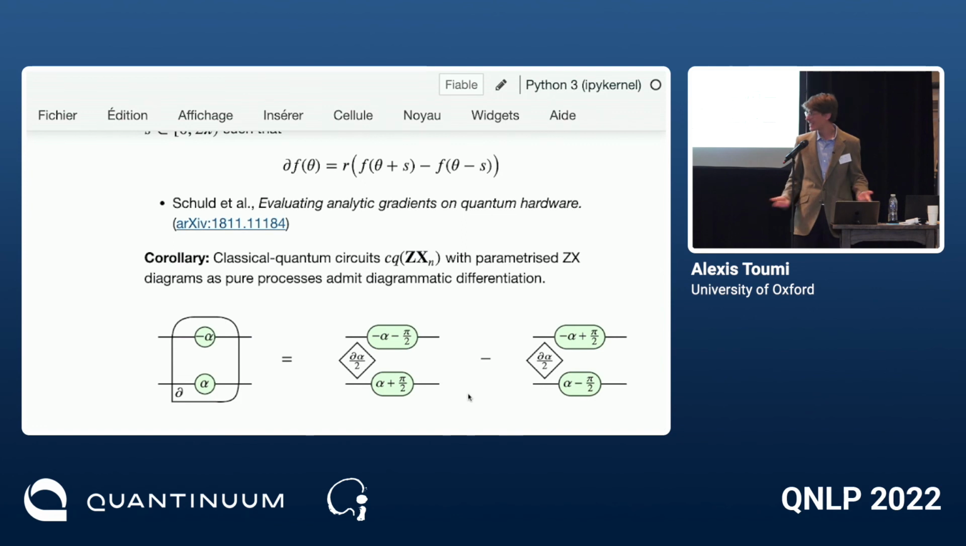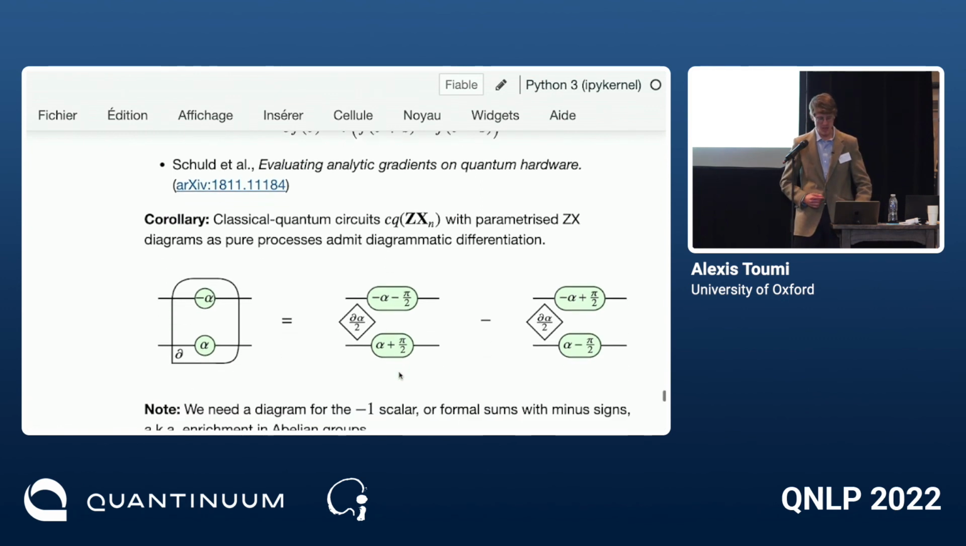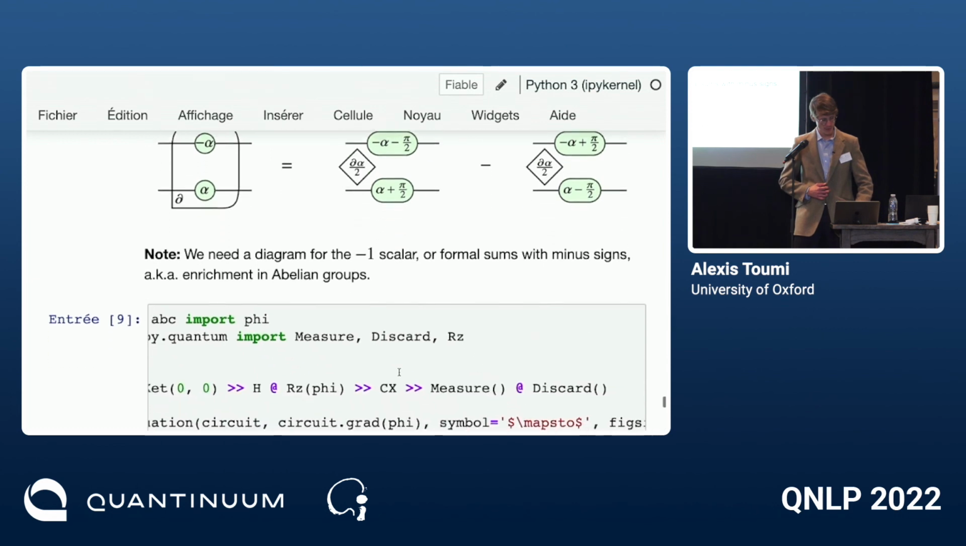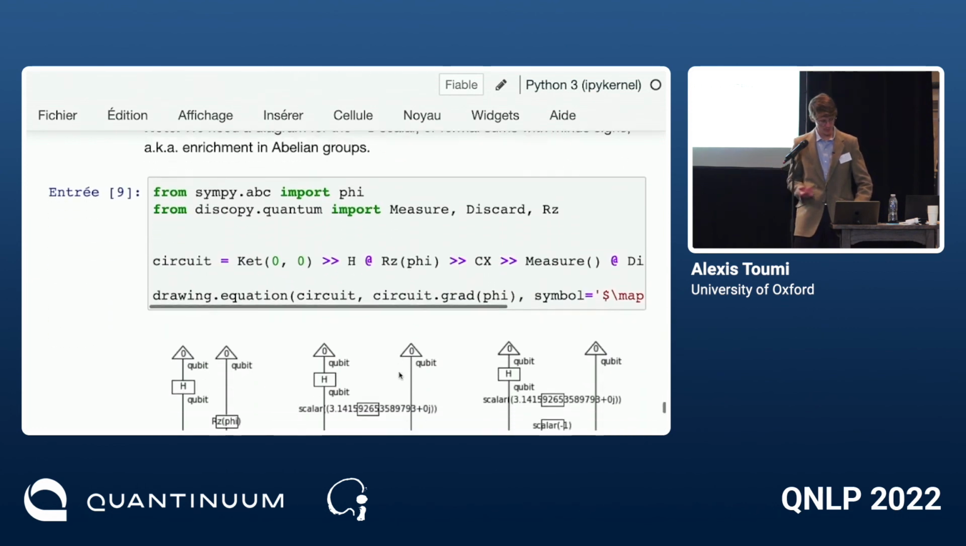And here's what it looks like in ZX. You have some gate and its conjugate. You tensor them together. You take the gradient of this, and you can rewrite it as a sum, or a difference, of the same diagram shifted by some pi/2 phase. Some notes, we don't need to care.